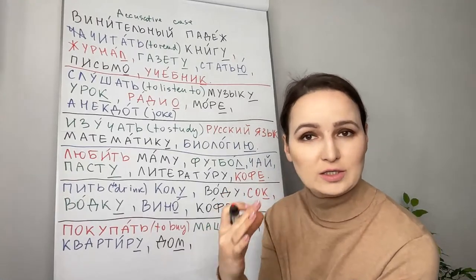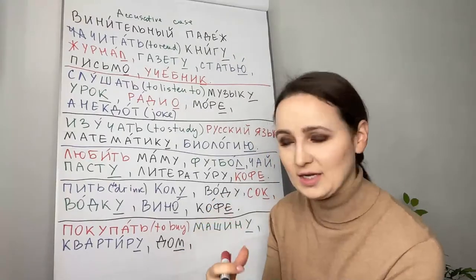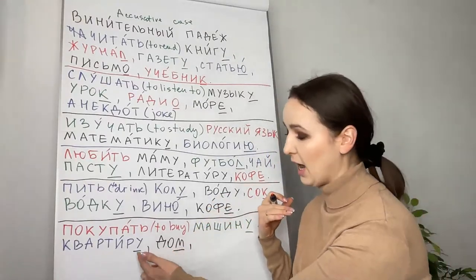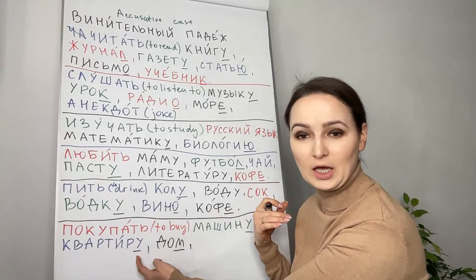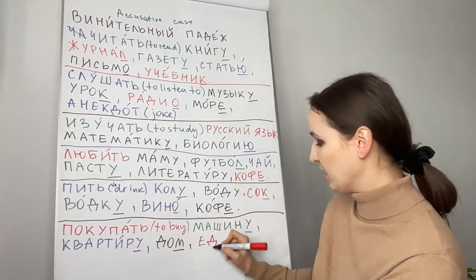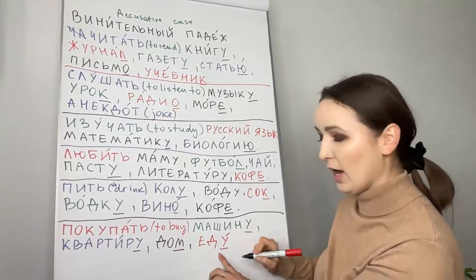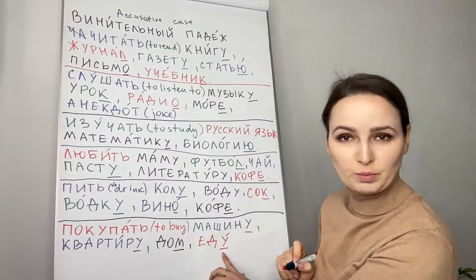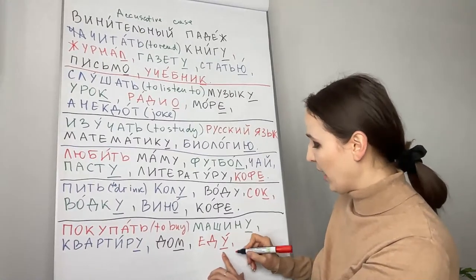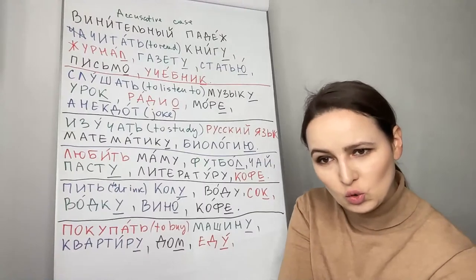Food in Russian is еда. It ends in а, so it's feminine. In feminine, we will replace а with у to make it accusative. Еду. I'm buying food. Я покупаю еду. I replaced а with у to make it accusative.